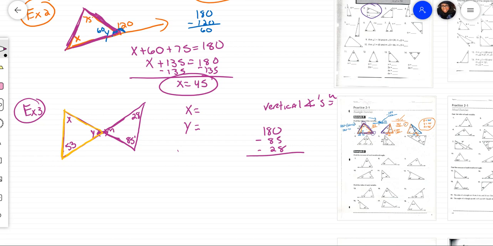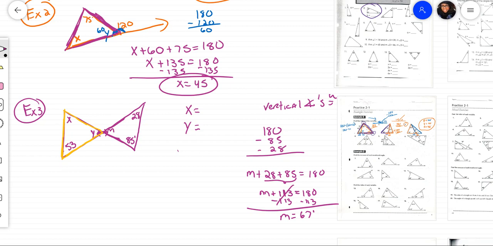Or my other option is to, again, write it out like an equation. If I wrote it out like an equation, it would be M plus the 28 plus the 85 equals 180. 28 and 85, what's that going to be? 113. So M plus 113 equals 180. Subtract the 113. We end up with M equals 67 degrees. So that's my answer for M.